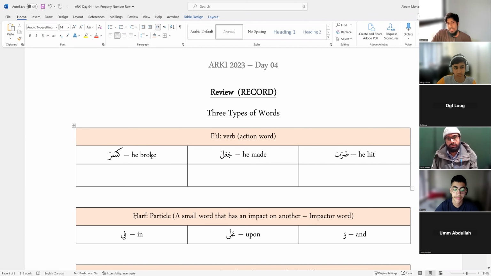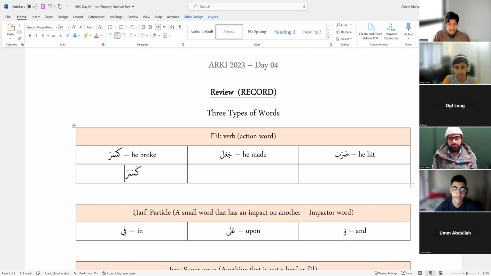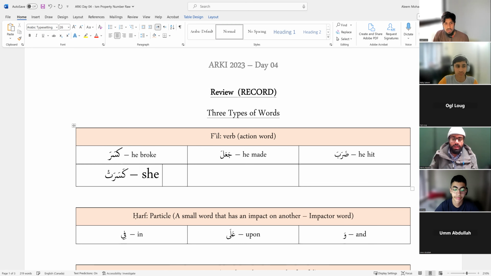And we said, interestingly enough, when you translate this single word in Arabic into English, it has a doer embedded in it. So this one word is actually two in English. Now, as we said before, this doer can be changed based on the conjugation of the verb itself. So if I wanted to make this female, I would add a ta with a sukoon onto the end. I would make it kasarat, and then it would become she broke, right?